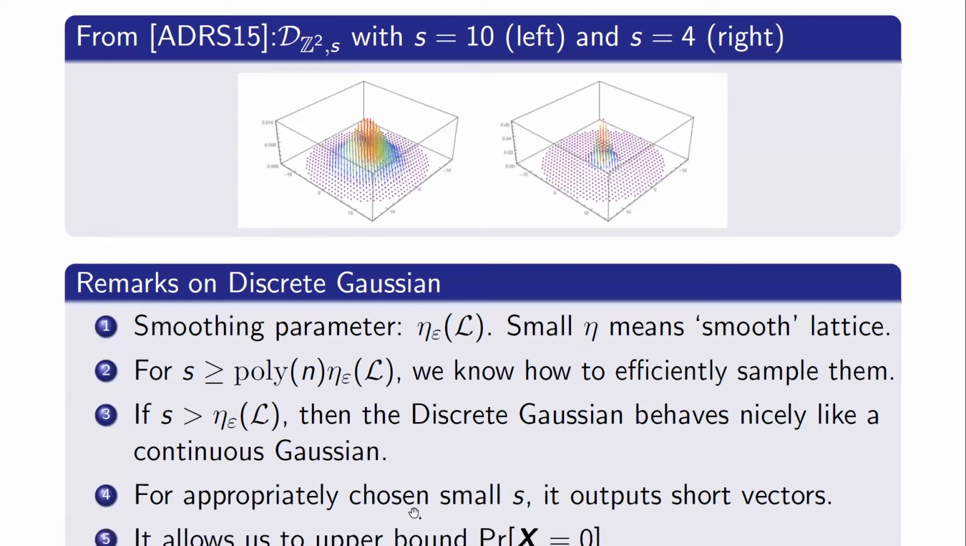And lastly, which is more relevant in this work, it gives us a way to upper bound the probability that the sampled vector is 0. So remember, from the previous slide, we want vectors that are both short and non-zero. So here gives us a way to upper bound the probability that it's 0.